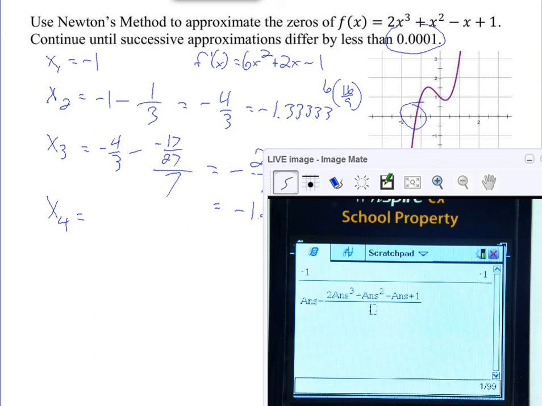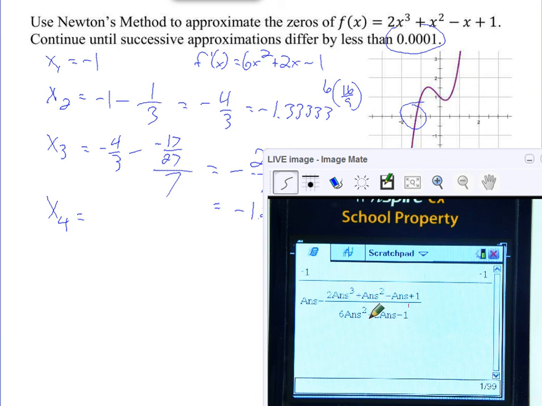Then the denominator is going to be the same thing, but with the derivative function instead. So it'll be 6 answer squared minus 1. Once you have that, double check it to make sure that everything is correct. Then what we have here, before we press enter, is x1 minus 2 times x1 cubed plus x1 squared minus x1 plus 1 divided by 6x1 squared plus 2x1 minus 1. That's basically what we were doing, except we were plugging all those numbers in.